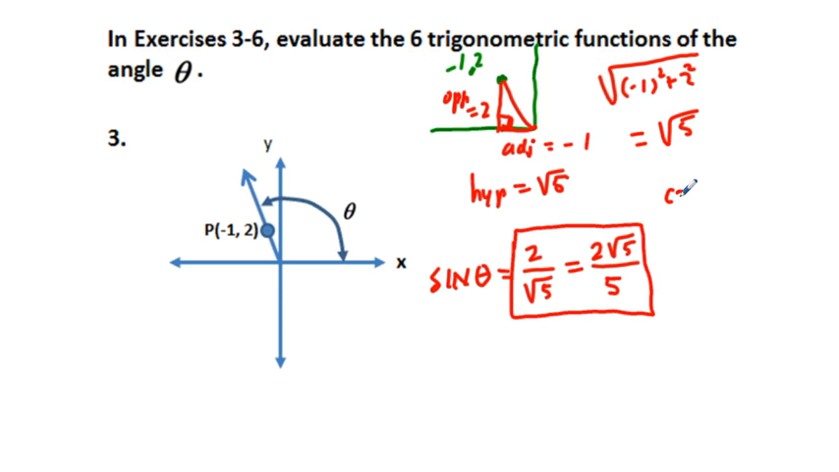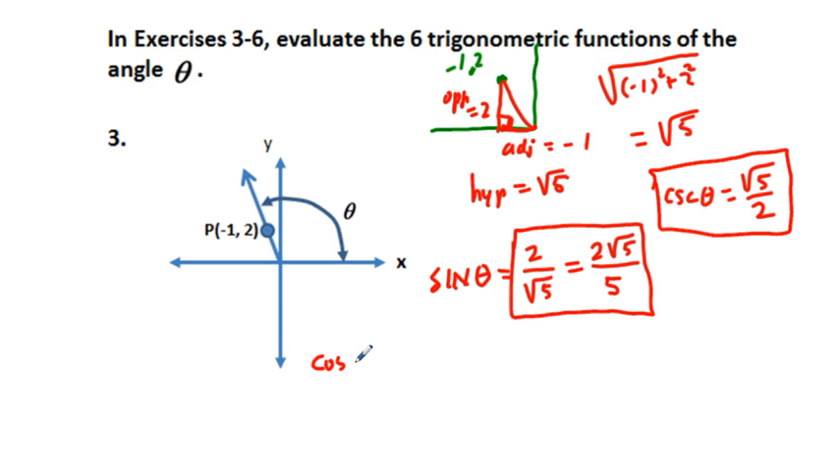And what is our cosecant going to be? It's going to be square root of 5 over 2. So our cosecant. Our cosine theta is going to be this x value, -1 over square root of 5, which rationalized equals, multiply the numerator and denominator by square root of 5, we're going to have negative square root of 5 over 5. That's our cosine.